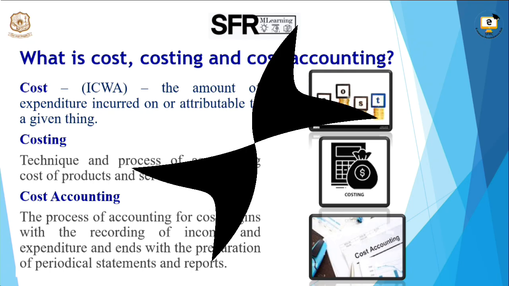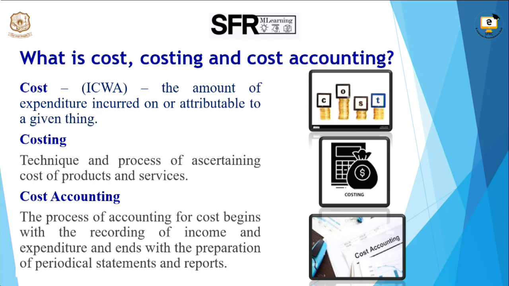Next we have to see what is cost. Cost means how much amount we have to spend for producing the product. According to the Institute of Cost and Works Accountants, cost means determining the amount of expenditure incurred on both attributes of accounting, emerging as cost accounting. It simply means how much amount we have to spend for producing the product. Next we have to see about costing.